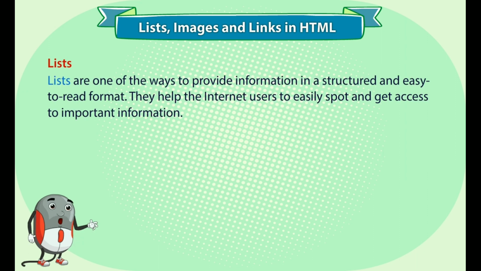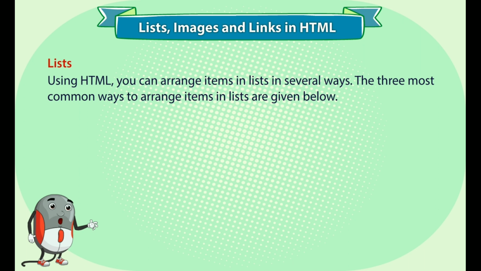Lists. Lists are one of the ways to provide information in a structured and easy to read format. They help internet users to easily spot and get access to important information. Using HTML, you can arrange items in lists in several ways. The three most common ways to arrange items in lists are given below.